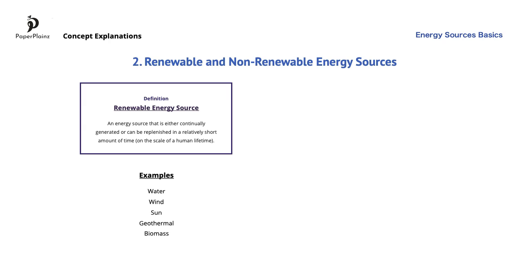For instance, wind energy is continually generated as a result of air currents, while one way to produce energy from biomass is by using crops such as corn, which can be grown in a few months.